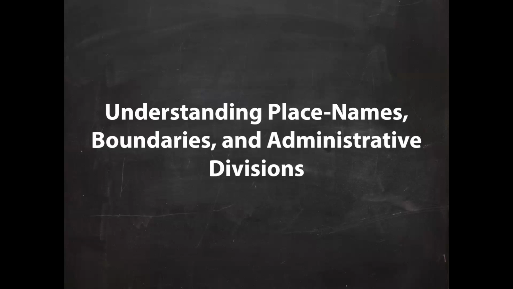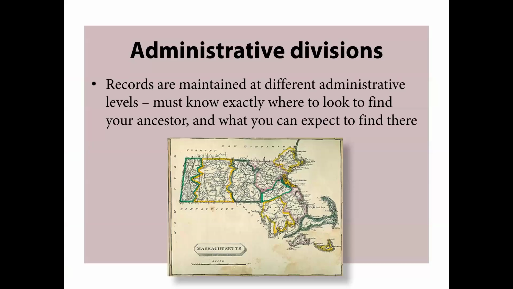Now, understanding place names, boundary changes, and administrative divisions. We're going to dig into this a little bit and explain how to understand these better. Now, administrative divisions. The one thing to understand is that records are maintained at different administrative levels, and you really must know exactly where to look for your ancestor and what you can expect to find there. As I had mentioned, in Vermont, if you want to look for land records, you're going to go to the town. If you want to look for probate, you're going to go to a district area. And in Massachusetts, the land and the probate are typically in the same courthouse in most cases, and that's on the county level. So educate yourself on what the conditions of record locations are, and it'll save your sanity a little bit when you're looking for them.